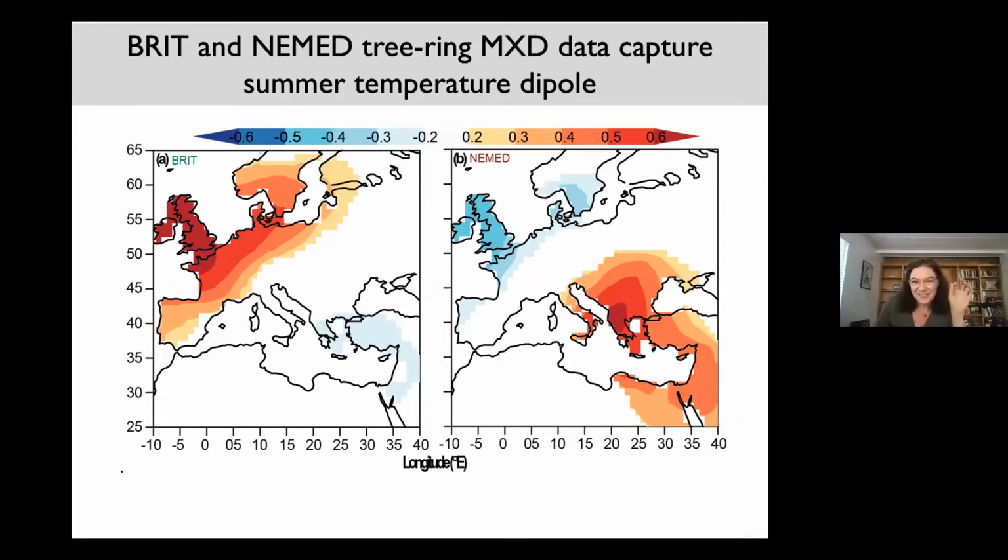These are the correlation maps. On the left is the tree ring record from the British Isles. You see strong correlations with temperatures over the British Isles, a slight anti-correlation with temperatures over the Balkans. On the right is the correlation between our tree ring record from the Balkans and temperature. You see positive correlation with temperature in the Balkans, anti-correlation with temperature over the British Isles, as you would expect.